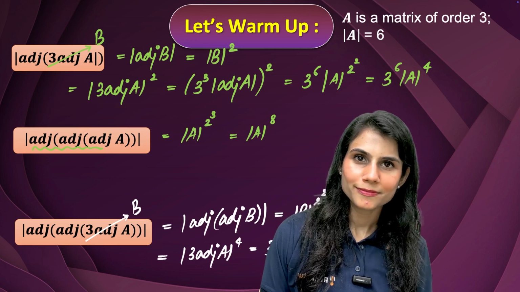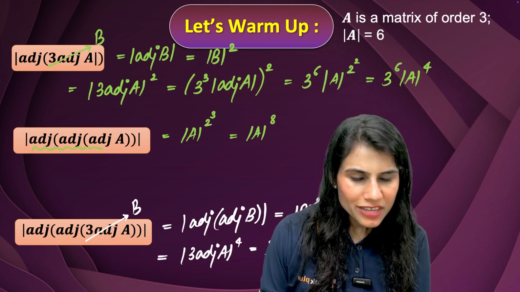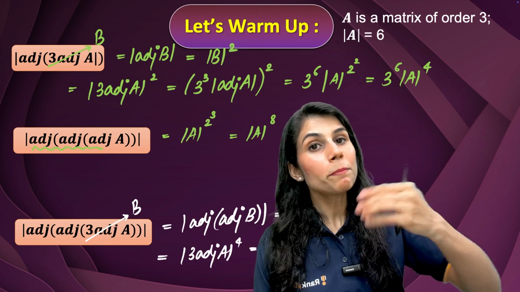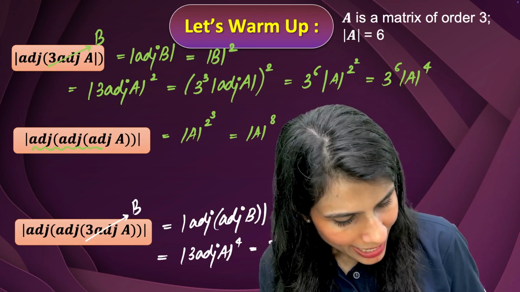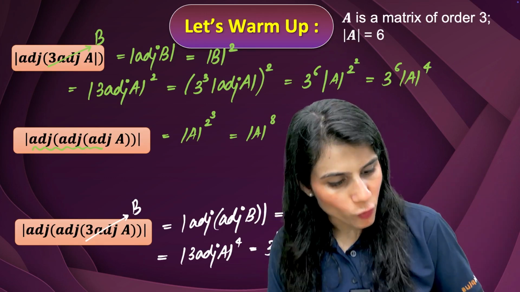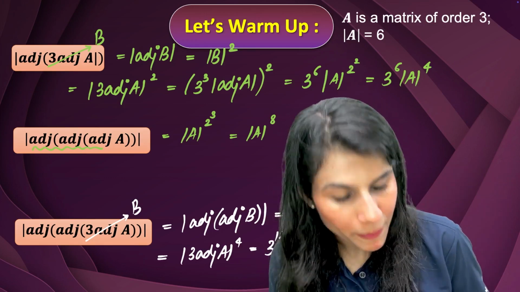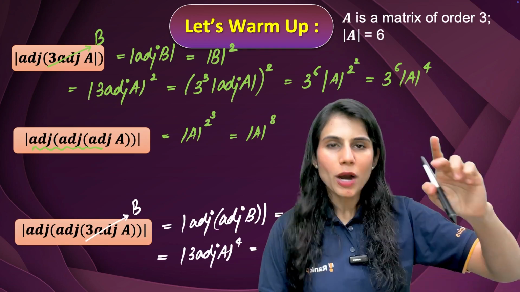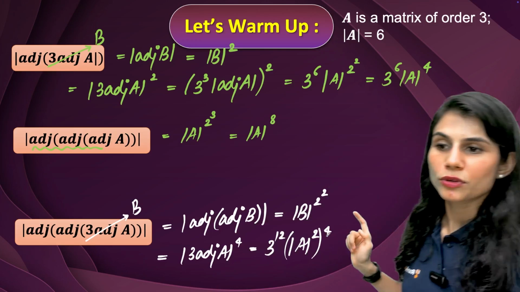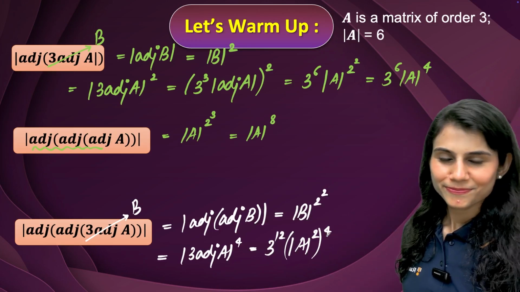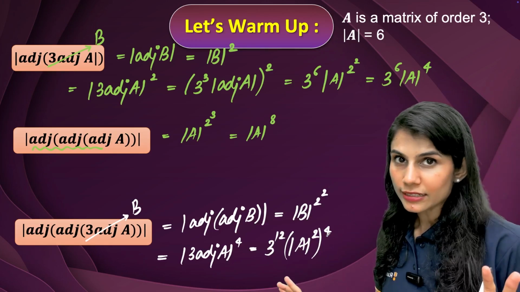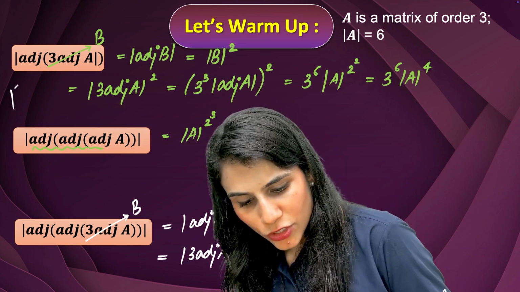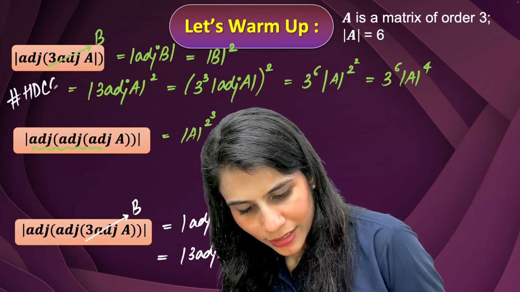Yes or no? 3 will come out 3 times of the determinant to the power 4. So 3 to the power 12 and determinant of adjoint of A to the power 4, which is determinant of A to the power n minus 1 to the power 4. So this will give you power 8 and bingo, you have your answer. Look here. All these questions, hashtag HDCC everyone.